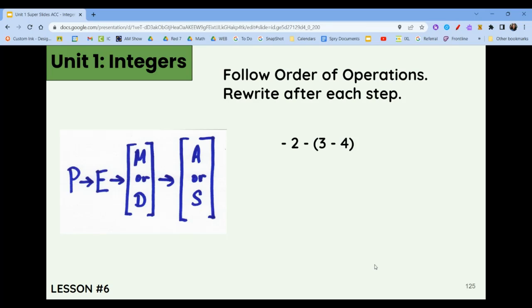Okay, I'd like you guys to pause the video, try this on your own, and then unpause the video when you're ready to check your answer. So go ahead and pause the video.